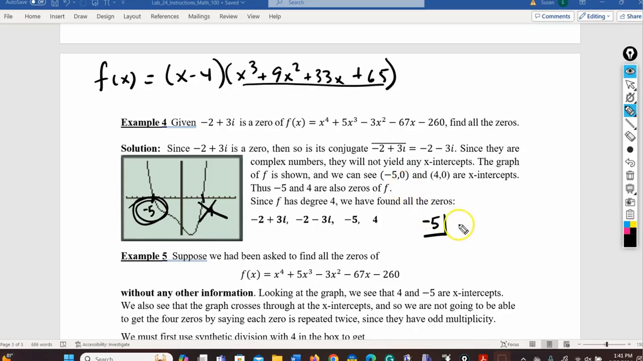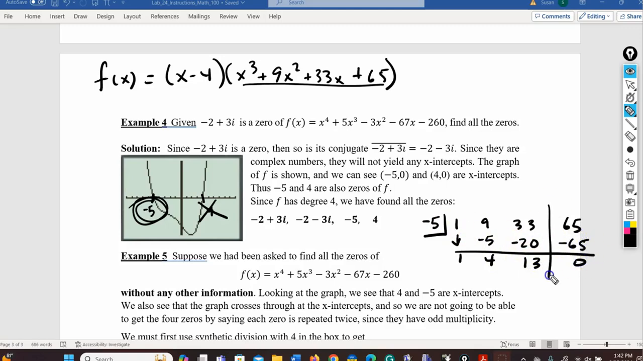So I'm going to have 1, 9, 33, and I'm expecting to get 0 as a remainder. If I don't, I've made a big mistake somewhere. 1 times the number in the box, then we add 4 times the number in the box, and then we add 13 times the number in the box, and then we add.